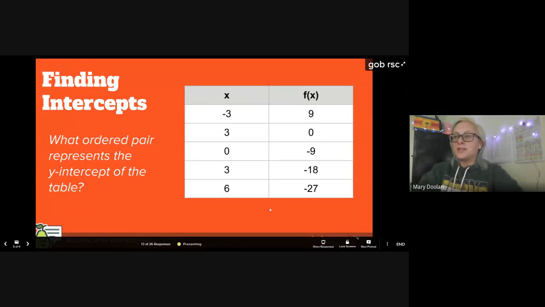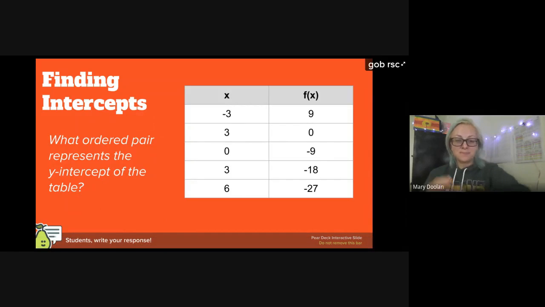And then on this one, a lot of us got confused. What ordered pair? Remember, ordered pair is in parentheses. You have an x-coordinate and a y-coordinate. So what ordered pair from that table represents the y-intercept?